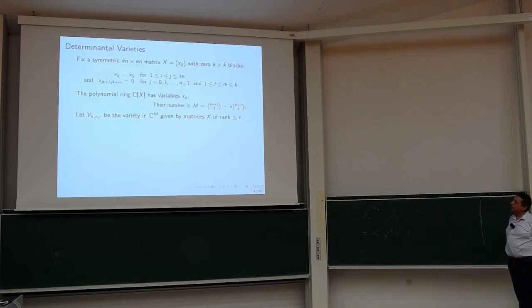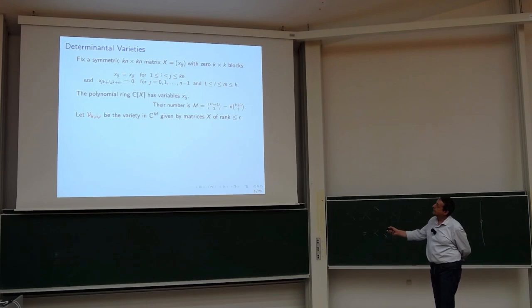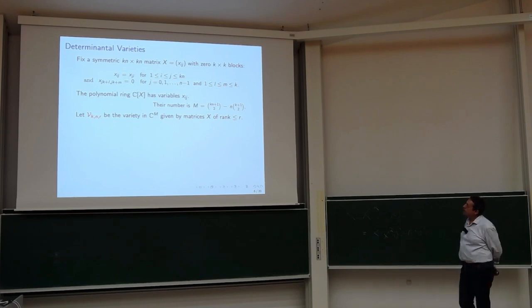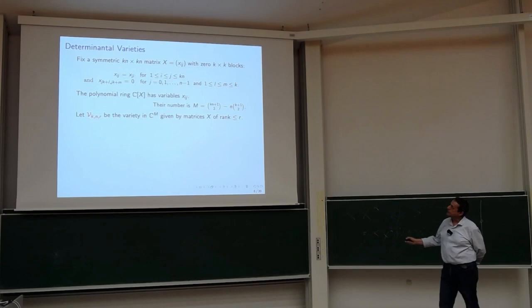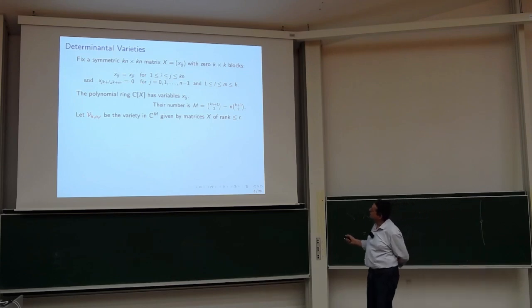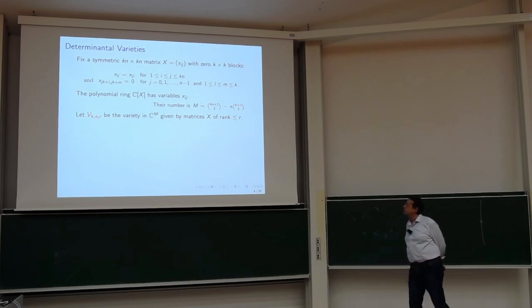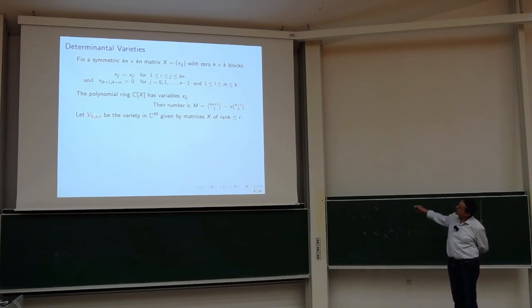Let me give you the general definition. So I'm going to fix 3 integers, k, n, and r. We're going to be interested in symmetric kn by kn matrices that have 0 k by k blocks along the main diagonal. So this is the formal description. Now I'm forming the polynomial ring for convenience over the complex numbers, but that doesn't matter. So I have these variables x_i,j. I'm counting the variables: I have kn rows, so the number of entries in a symmetric matrix is kn plus 1 choose 2. But then I have n 0 blocks, so I have to subtract n times this other binomial coefficient.